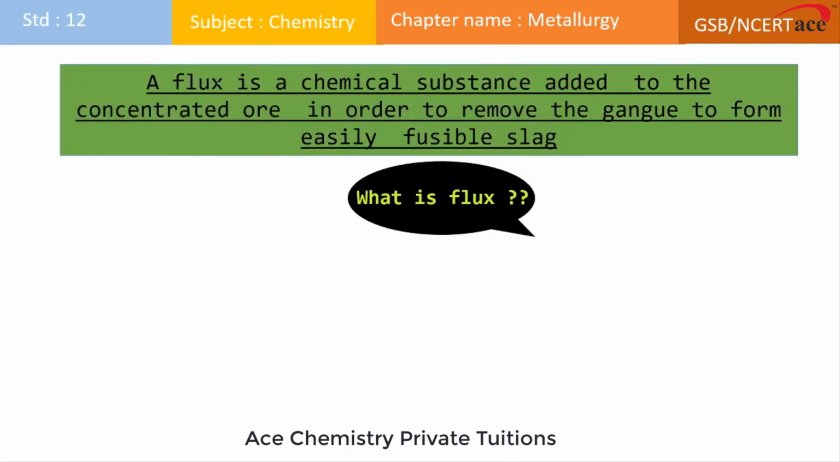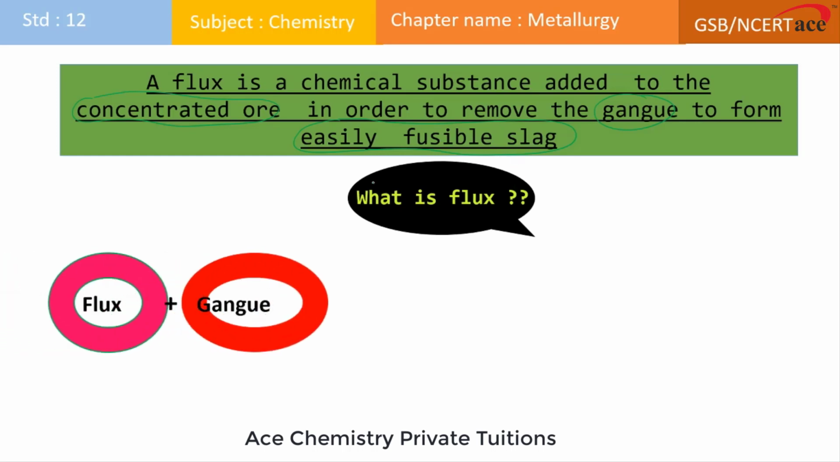Flux in science can be defined as a chemical substance which is added to concentrated ore in order to remove gangue to form easily fusible slag. It's very important, student. Let us repeat it again. When I'm talking about flux, please remember flux is added to remove those types of impurities which cannot be removed by doing calcination and roasting. So flux is a chemical substance and it is added to the concentrated ore in order to remove the gangue to form easily fusible slag.